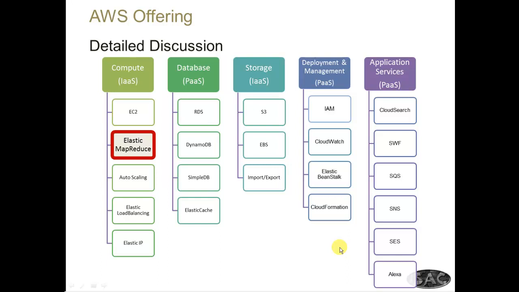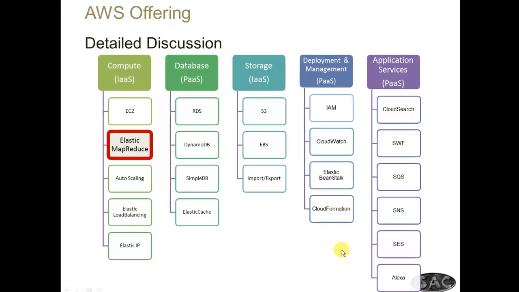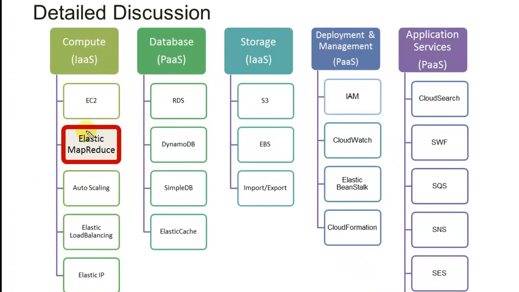In today's session, we'll be discussing another web service provided by AWS, and that is called Elastic MapReduce. Elastic MapReduce comes in the same category or group of services called compute. So, this is related to providing the computing resources for any customer or client. So, let us see what the Elastic MapReduce service in AWS is.